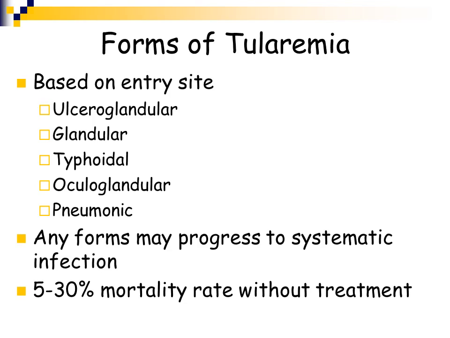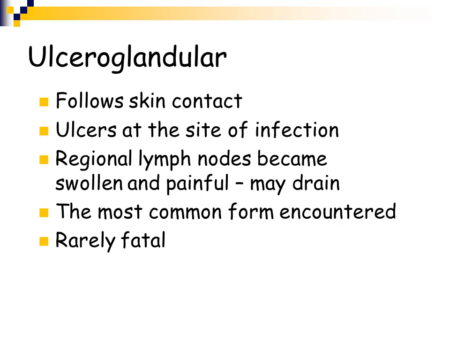And any one of these tularemia forms can progress into a systemic infection, and tularemia has a 5 to 30% mortality rate if it's not treated. So we'll start out with the ulceroglandular form, and this is a form that follows skin contact where you get ulcers at the site of the infection. The regional lymph nodes, or the lymph nodes in closest proximity to the site of infection, become swollen and painful, and they may drain. And this is the most common form.